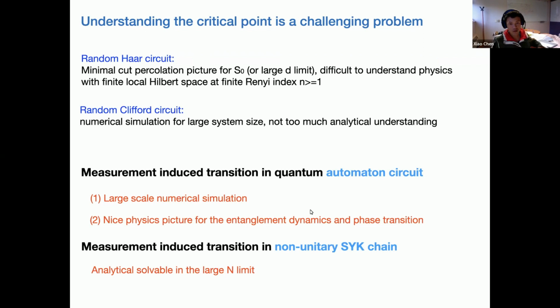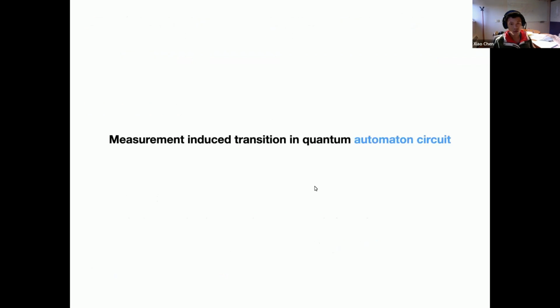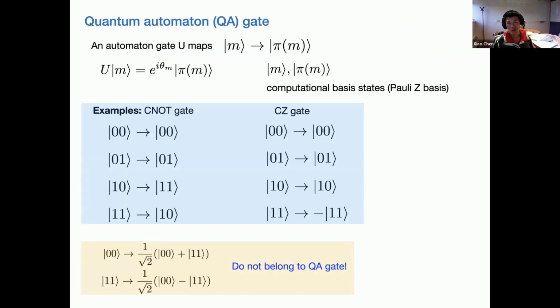If there's no question, I will first consider the first type of system, this quantum automaton circuit. The quantum automaton circuit is a very special circuit. In this model, the unitary gate is called the automaton gate, which actually is pretty simple. We first start with some computational basis. We choose the Pauli Z basis as the computational basis. The unitary gate here maps one basis configuration to another computational basis state up to a phase. So it's like a permutation of the computational basis.